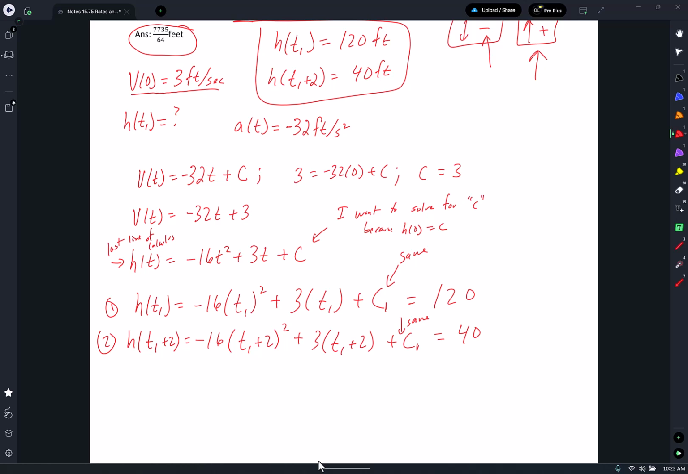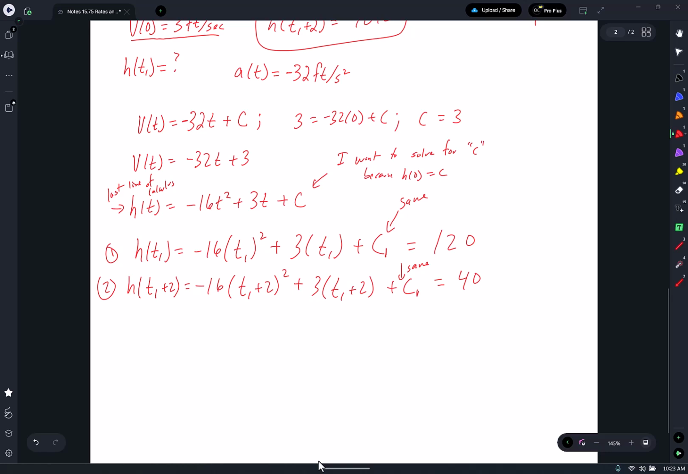Just do algebra. So let's distribute this in the second equation. Well, I can't yet. I have to expand this first. So let's expand equation 2. So negative 16 parentheses T1 times T1 is T1 squared.